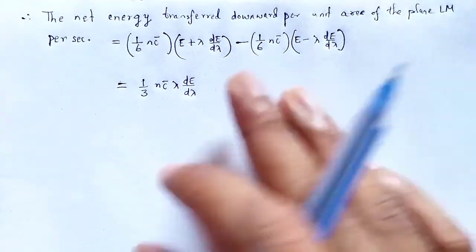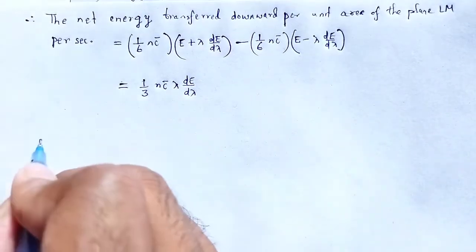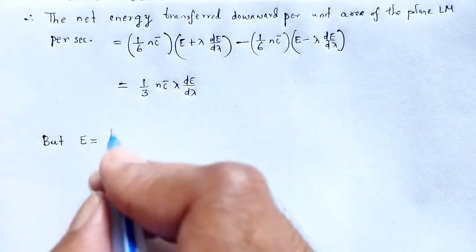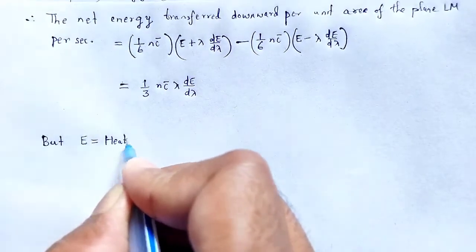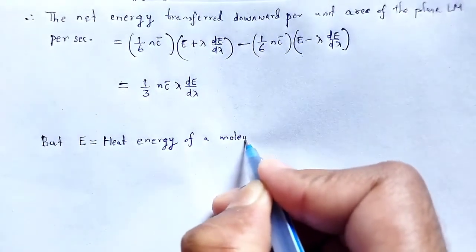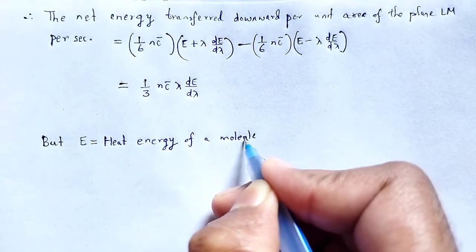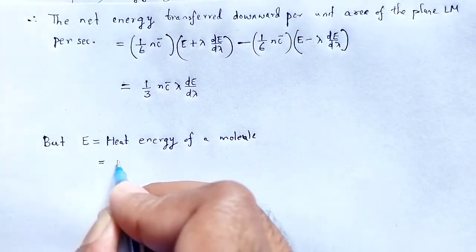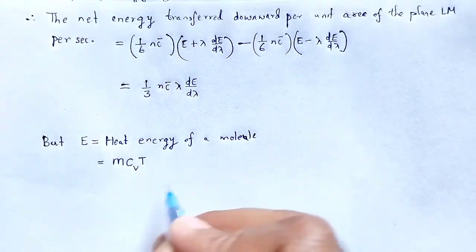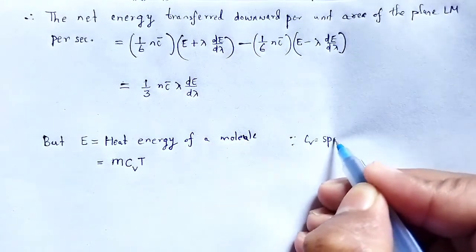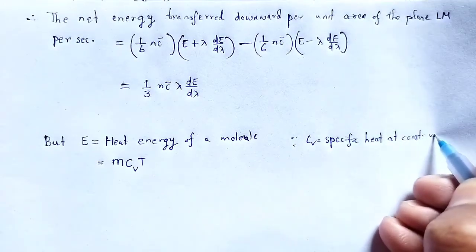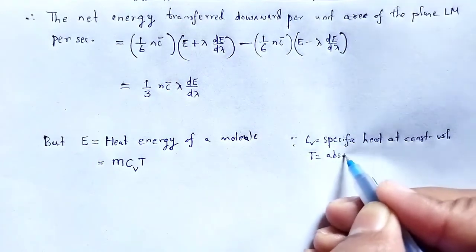But we know E, the heat energy of a molecule, can be calculated as m c_v T, where c_v is the specific heat at constant volume and T is the absolute temperature.